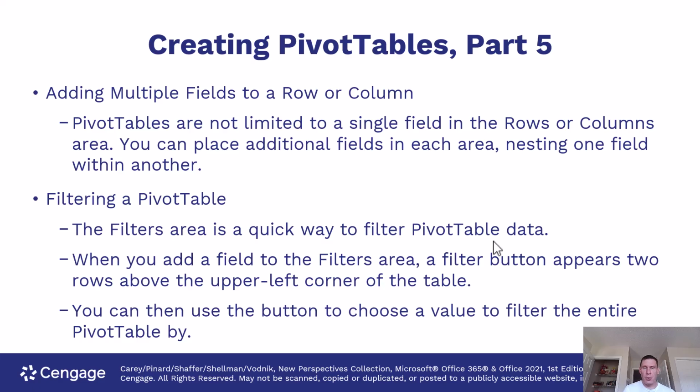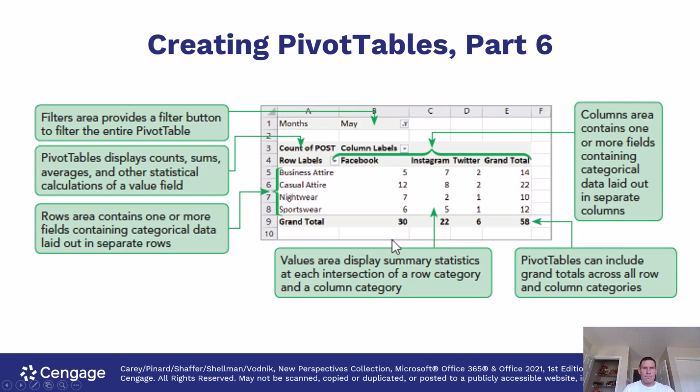The filters area is a quick way to filter pivot table data. When you add a field to the filters area, a filter button appears 2 rows above the upper left corner of the table. You can then use the button to choose a value to filter the entire pivot table by. So here's an example for you. The filters area provides a filter button to filter the entire pivot table.